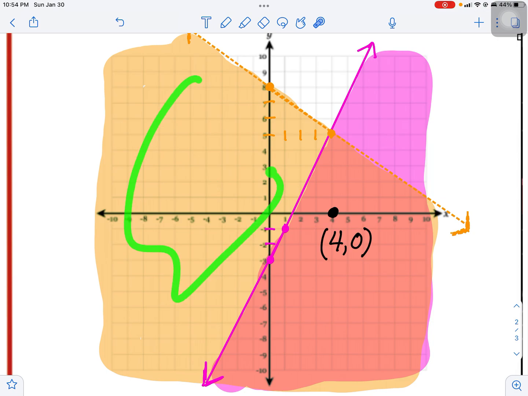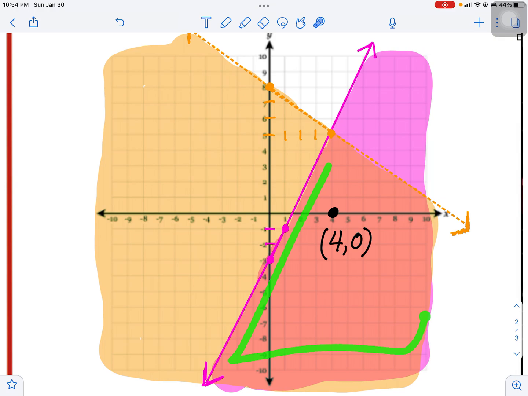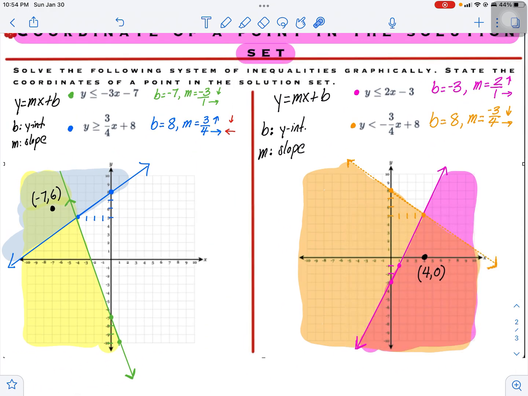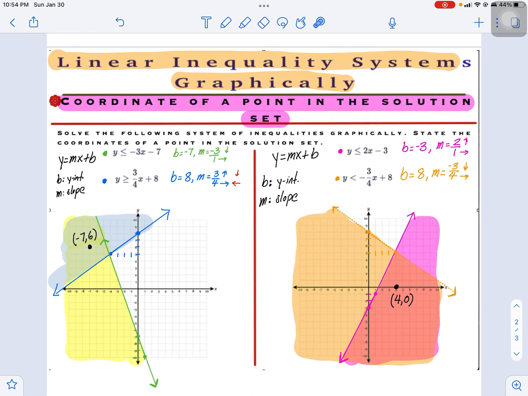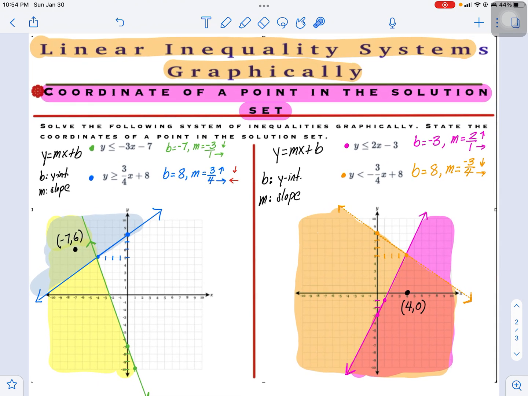I can't pick any points here because this is only orange. I can't pick any point here because this is only pink. This is both orange and pink here. All right? And that, kiddos, is our lesson. So make sure you wrote everything down, right? Make sure you copied the graph as well in order for you to get full points for your notes.